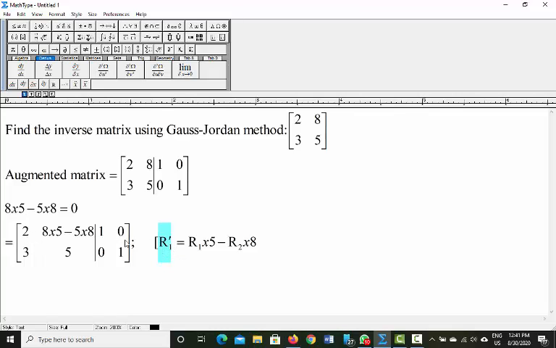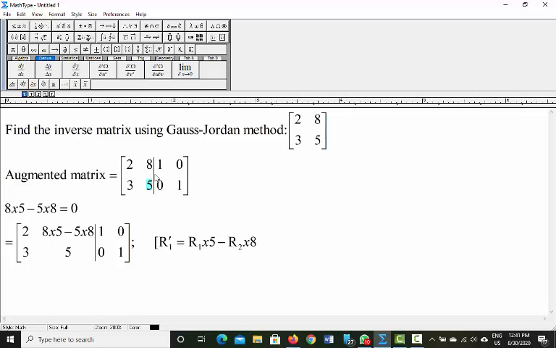That means this is the row 1 after we have used the row operation. This is the changed version of row 1, right? So what formula are we using? We have multiplied the elements of row 1 with this 5. So this one has been multiplied by 5, and this one has been multiplied by 5.